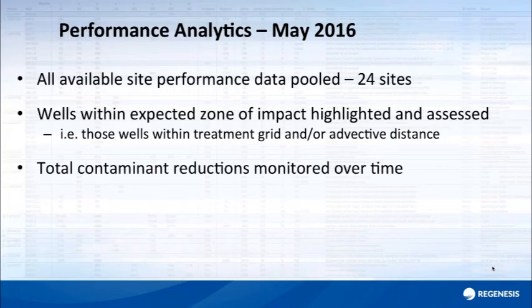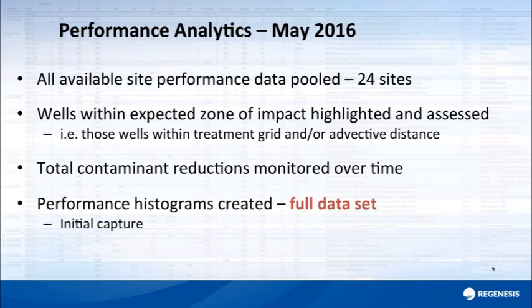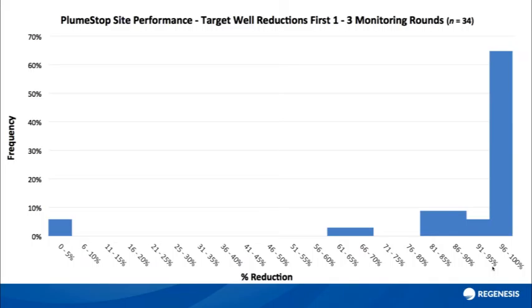We looked at the total contaminant reductions over time and created performance histograms using the full data set, the good, the bad, and the ugly, everything. We looked at the initial capture and we looked at the stability to date. The only data screened out of this were wells in the areas which we would not expect to impact, wells up gradient of the treatment or wells too far down gradient of the treatment for the area of influence to actually reach within this frame. So this is the full data set. And the histograms look something like this.